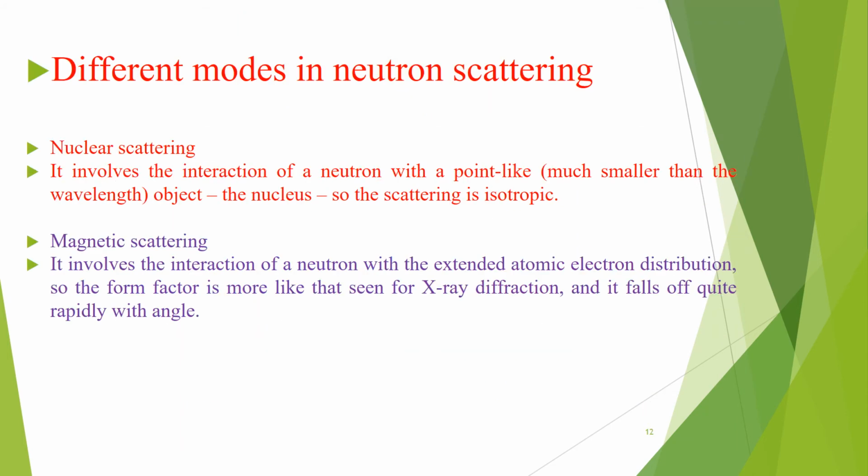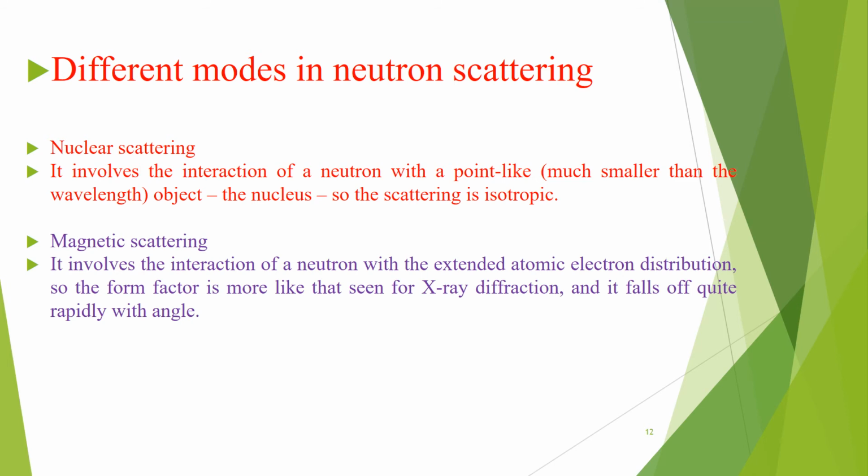There are different modes in neutron scattering. One is the nuclear scattering. This kind of scattering involves the interaction of a neutron with a point-like object, the nucleus, much smaller than the wavelength. So the scattering is isotropic.